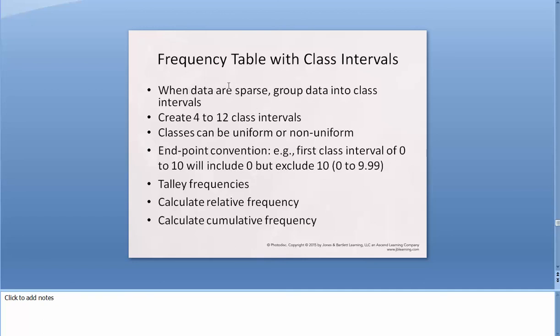Now when data are sparse, you need to group the data into class intervals. Okay, so rather than take single observations like what was done in the previous slide, you need to divide it into small groups, and then take the number of observations belonging to each group, and then calculate the frequency for each group, relative frequency, and then the cumulative frequency.